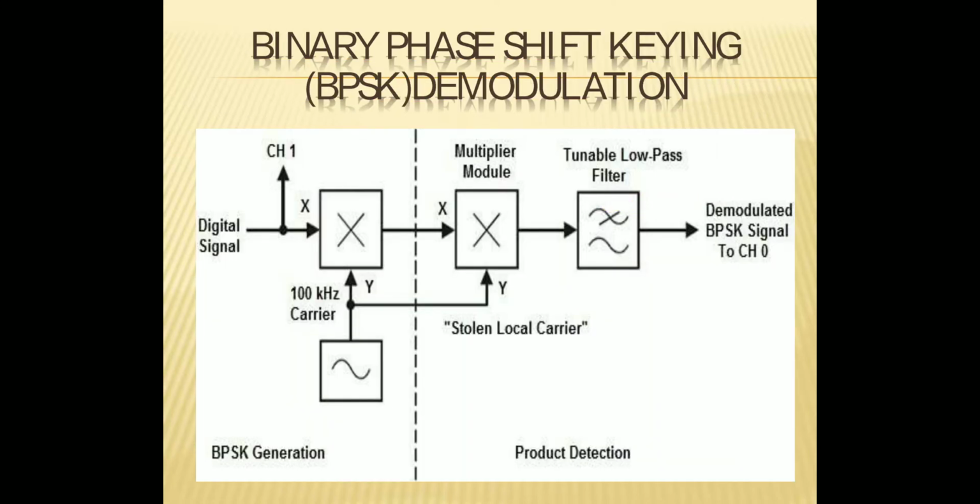So here we have two phases. The digital signal is sent on the channel. The multiplier module is there. The local oscillator is there. A 100 kilohertz carrier is given and the digital signal is given. Then the multiplier module will multiply these two signals and it will be passed through the low pass filter and we have the demodulated BPSK signal. So we have generation and product detection.